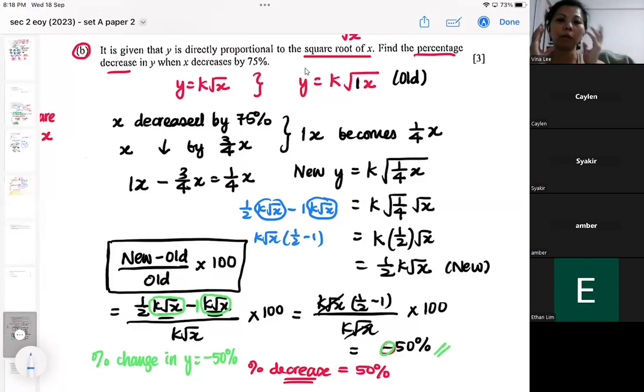Sometimes they will rephrase the question differently, but you stick by this method and answer accordingly. If they change the phrasing of the question, we don't change the method. The method is actually quite generic.